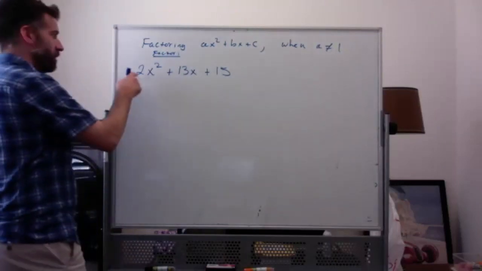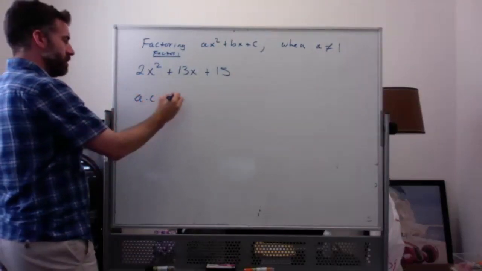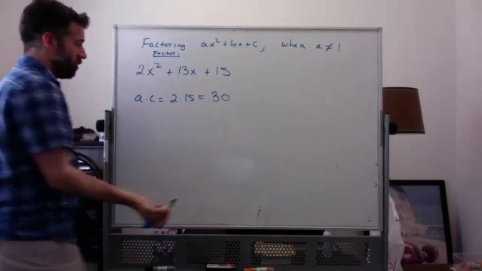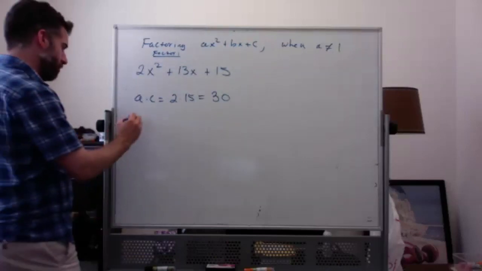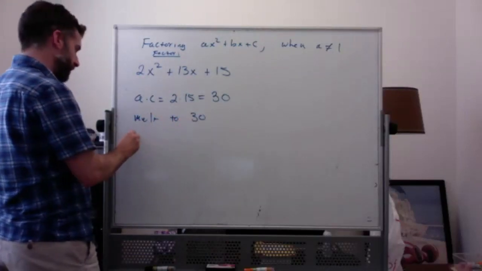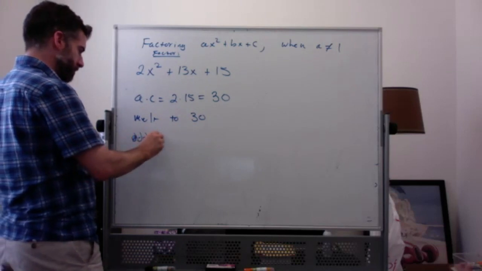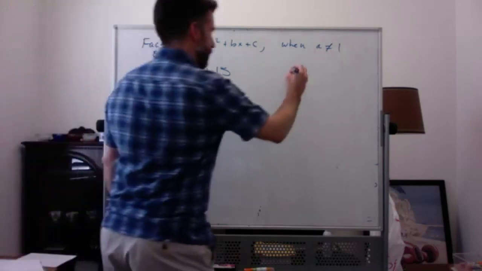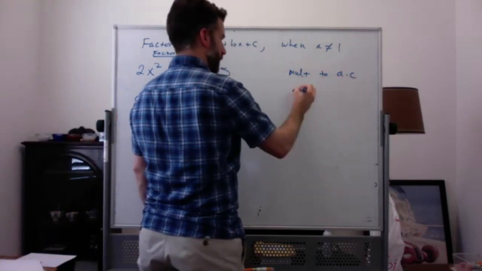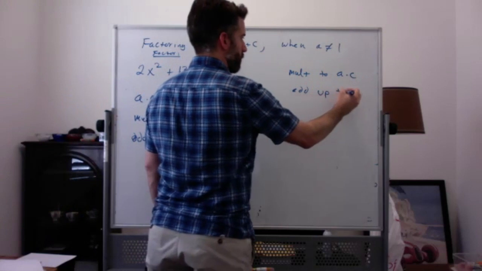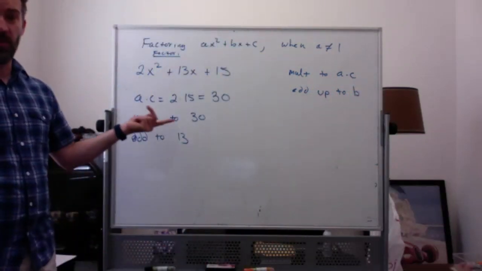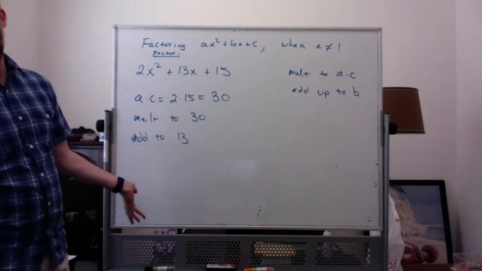So, a times c is 2 times 15, which is 30. We're looking for numbers that multiply to 30 and add up to 13. Or more generally, multiply to a times c and add up to b. So can we think of some numbers that multiply to 30 and add up to 13? Yeah, 3 and 10.